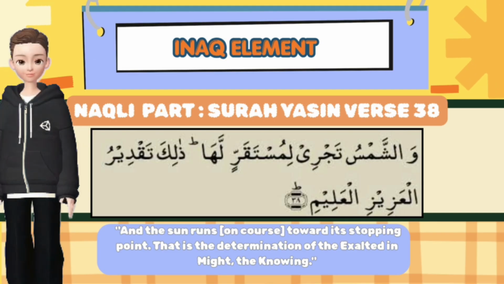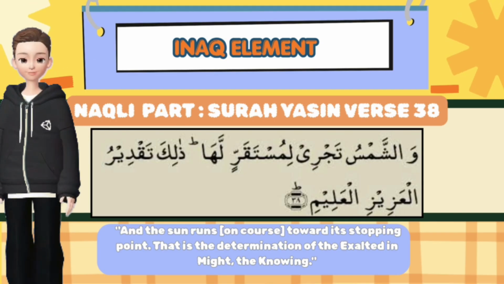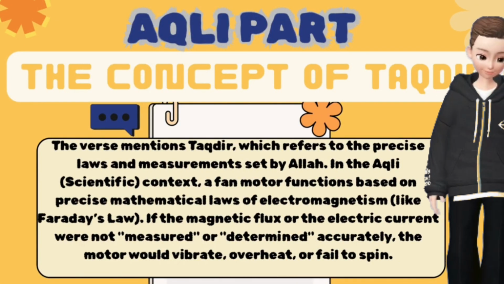Now, let's look at the Quranic element, which is Surah Yasin verse 38. This verse explains that the sun moves according to a force well. Similarly, a fan motor also works in a systematic and controlled way based on scientific laws created by Allah.